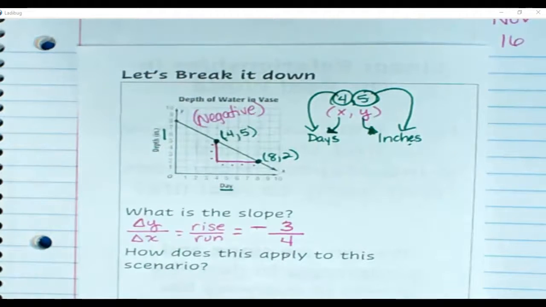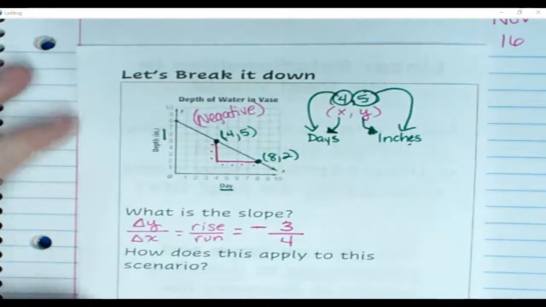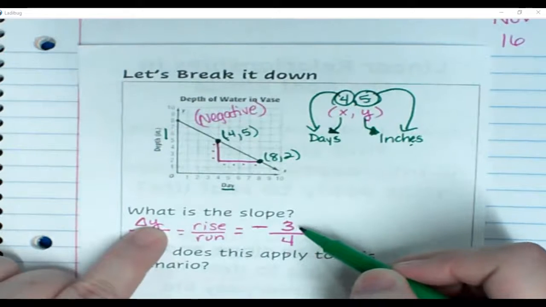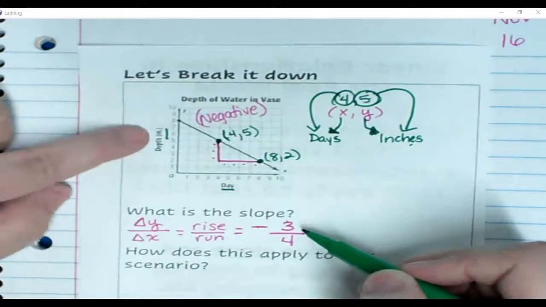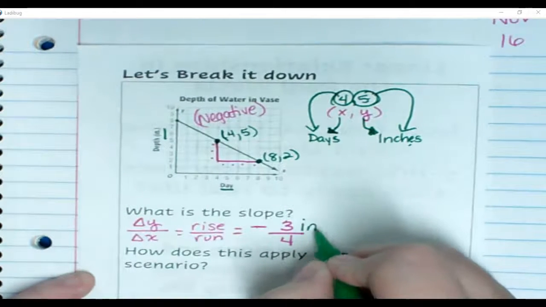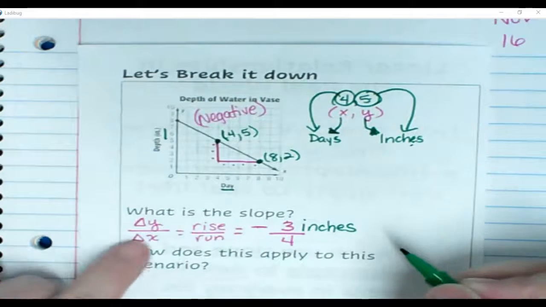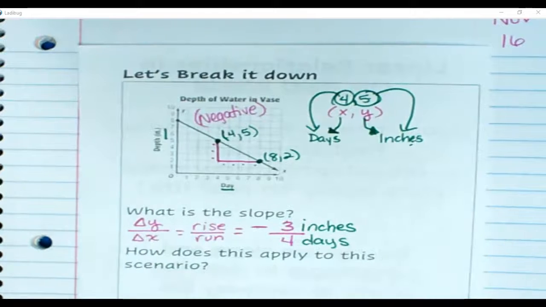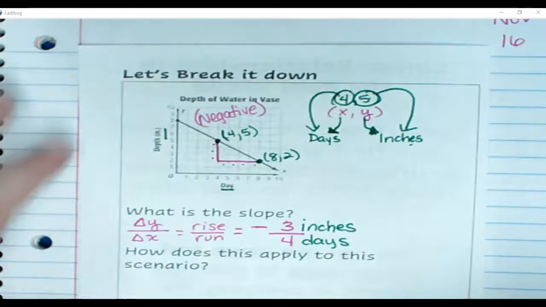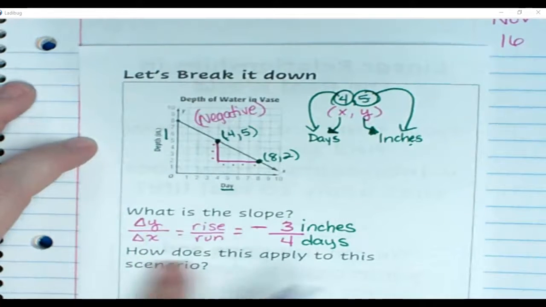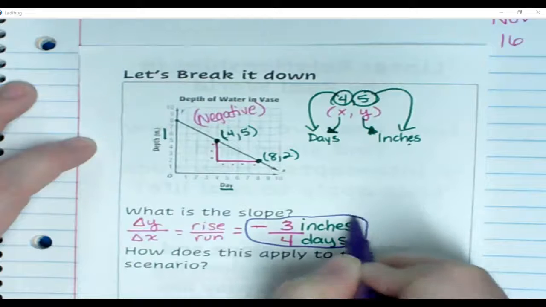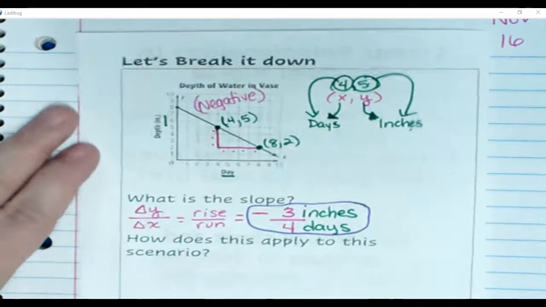But remember, we're going to have to describe it, so let's go ahead and put our labels on it. My y value, 3, is referring to what? What was the y value talking about? Inches. So that's 3 inches. The x would be 4 days. They want to know, how does this apply to this scenario? So I need to take all of this information and put it into a describing sentence.